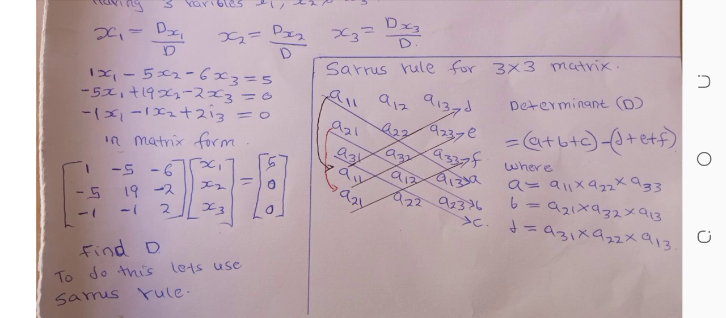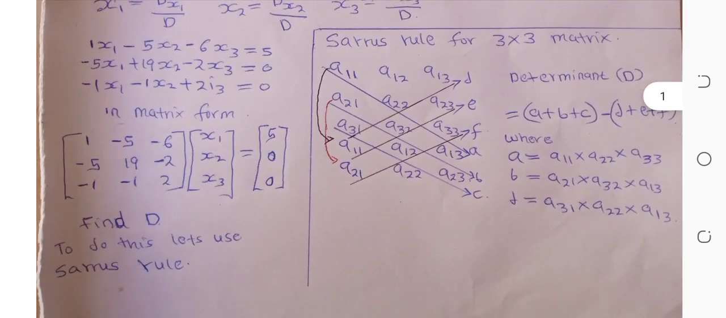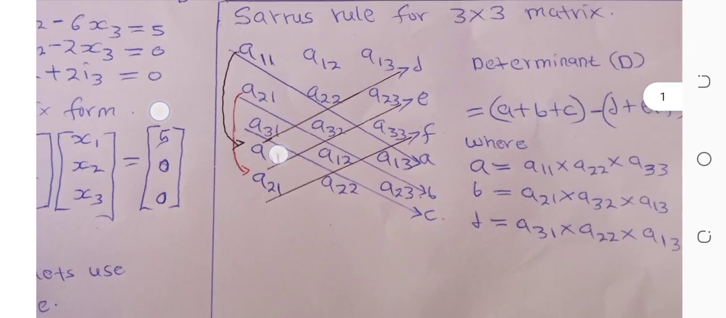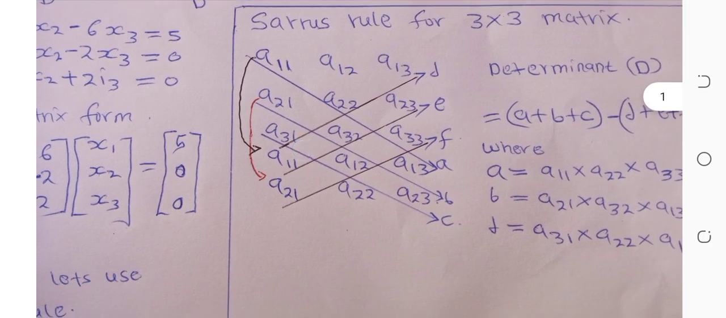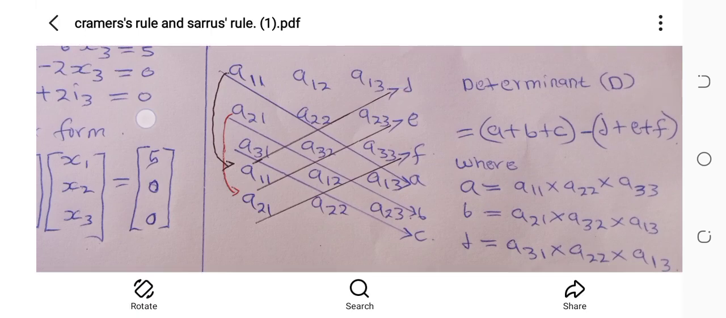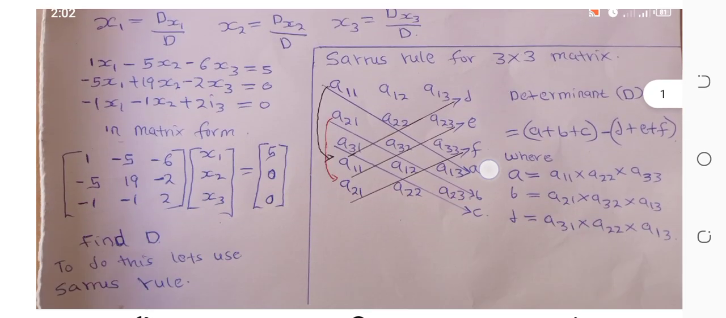Then for B, we have A21 multiplied by A32 multiplied by A13. You can see over here. Then our D is this one, from this point to this point. We have A31 multiplied by A22 multiplied by A13. That's our D. So you take the major diagonals minus the minor diagonals. I think we are together up to that point.